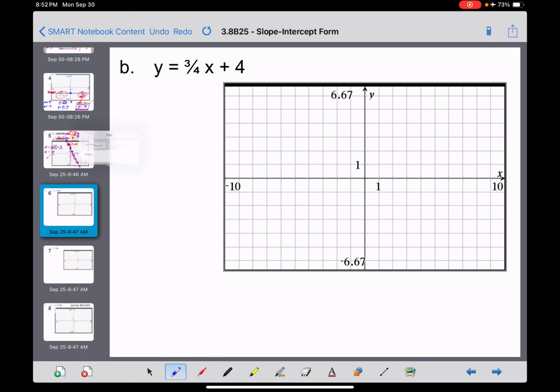Okay, hopefully you tried that, guys. Okay, are we in slope-intercept form? Yes, we are, because we're solved for y, and there's no parentheses on the right.